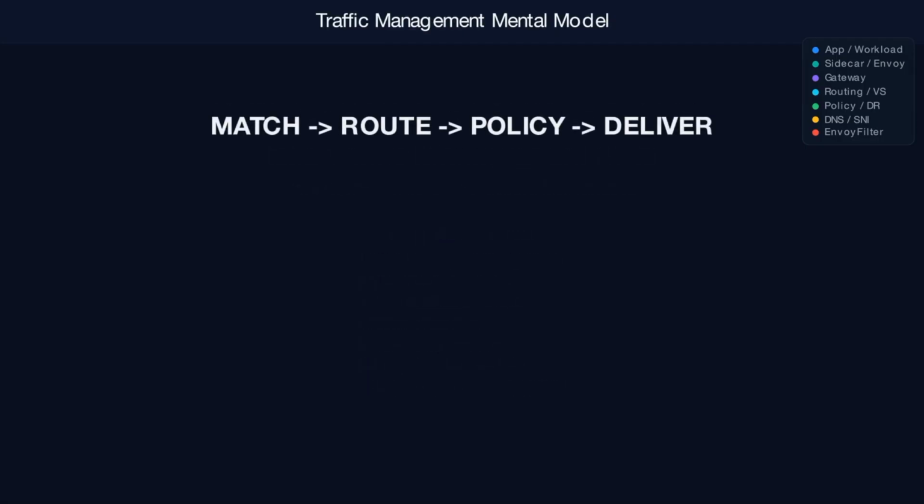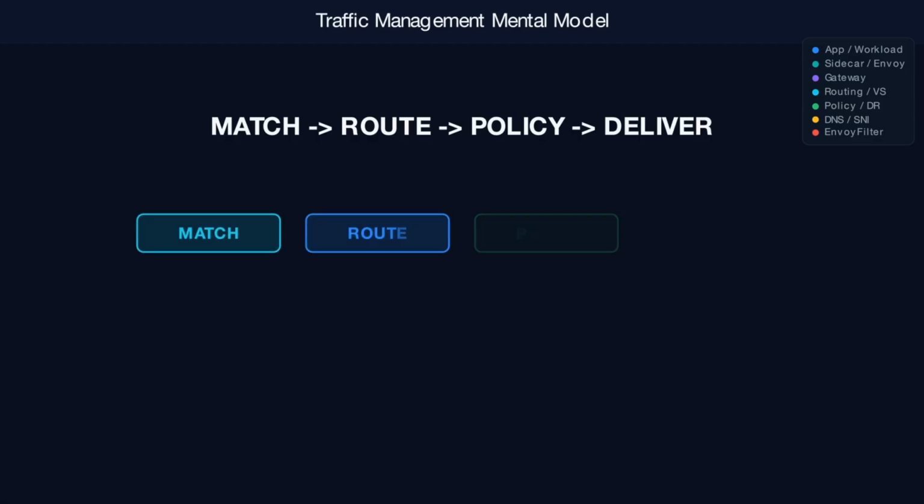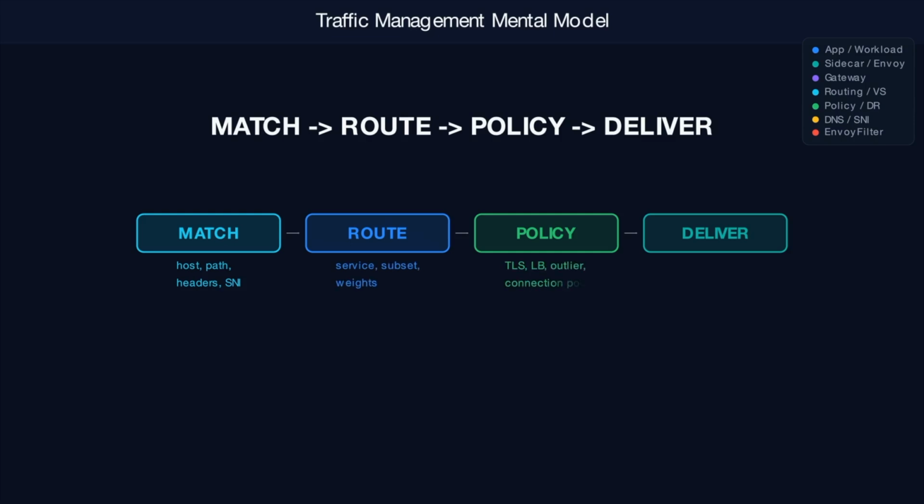Istio traffic config maps cleanly into 4 stages. First, match. Identify traffic by host, path, headers, port, or SNI. Second, route. Choose the destination service, subset, and weights. Third, policy. Apply per destination behavior like TLS mode, load balancing, outlier detection, and connection pools. Fourth, deliver. Envoy sends traffic to endpoints and returns the response.